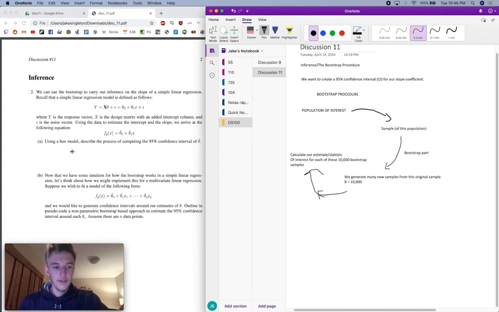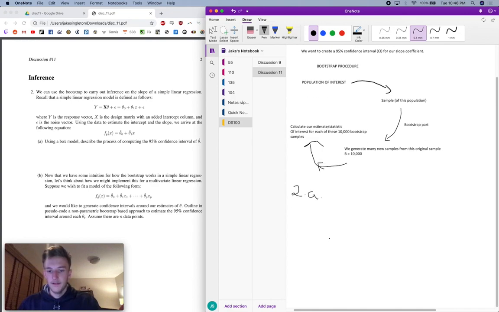Now part A says use a box model to describe the process of computing this 95% confidence interval for theta 1 hat. So let's go ahead and do that now. Here we'll say this is 2A. And so box model, right? So this is the idea of a box model.